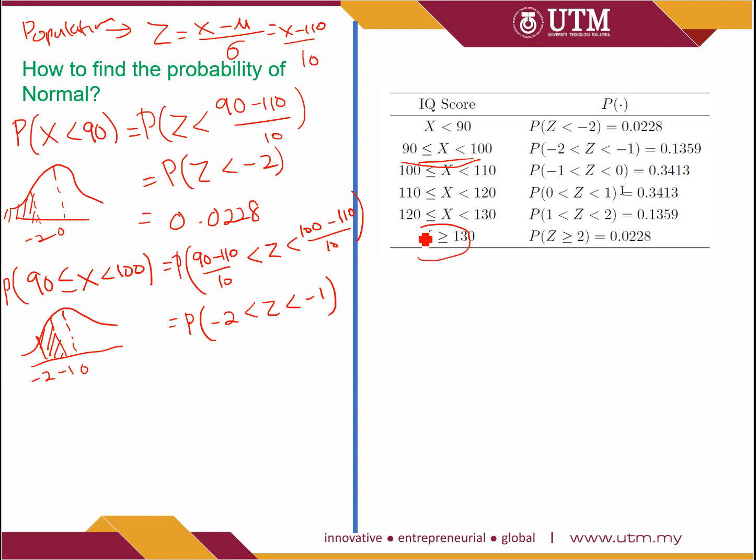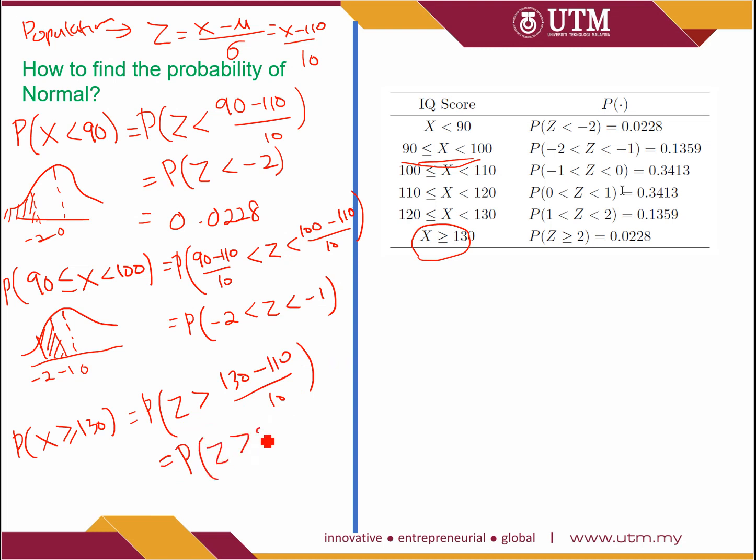How about this one? P(X more than or equal to 130). When you change it to Z score, it would be 130 minus 110 divided by 10. Then you would have P(Z more than 2). This one actually has no equal sign. And you would get 0.0228. This we have already learned, so please recall how to find the probability of normal population.